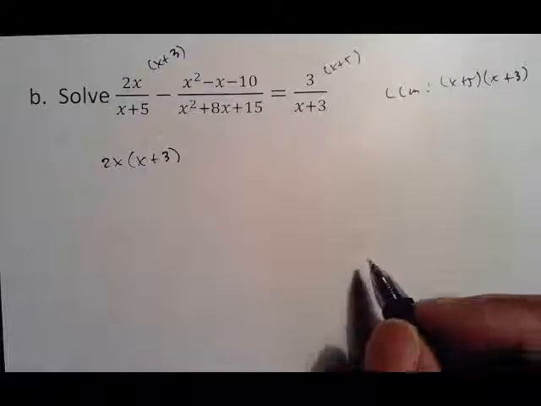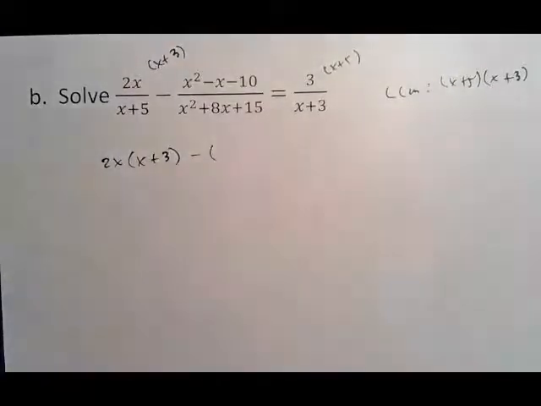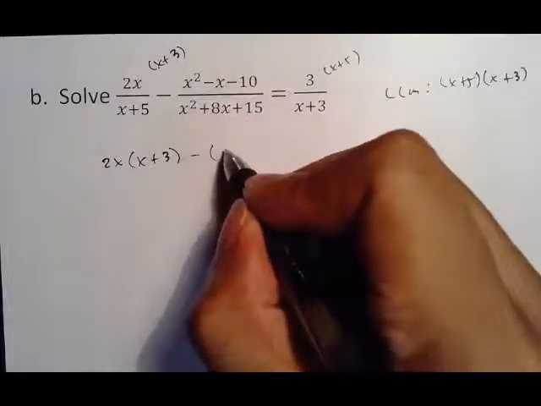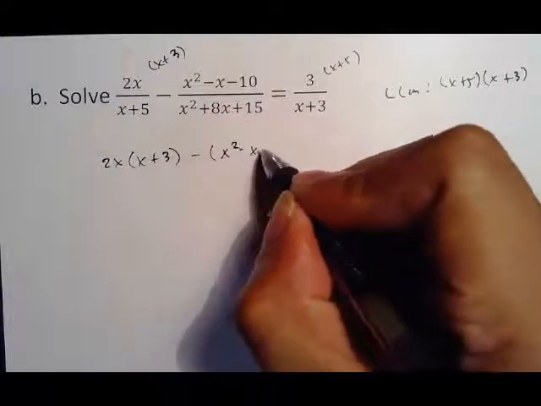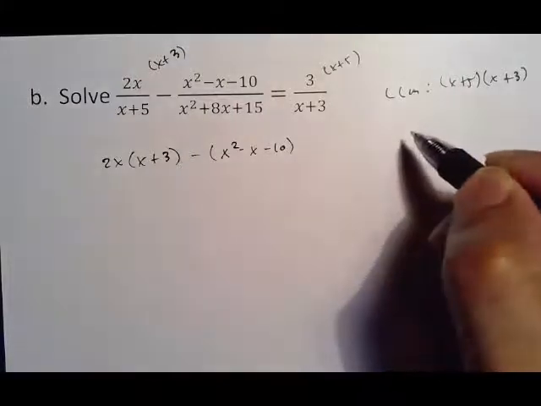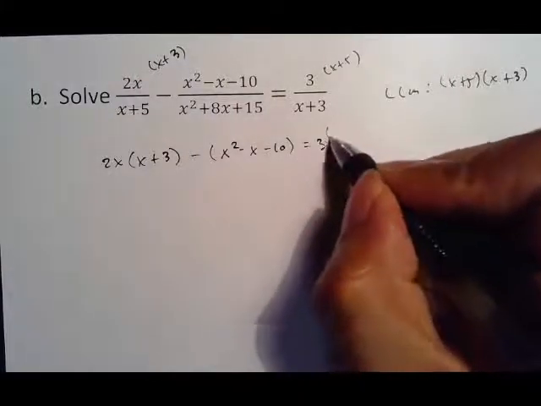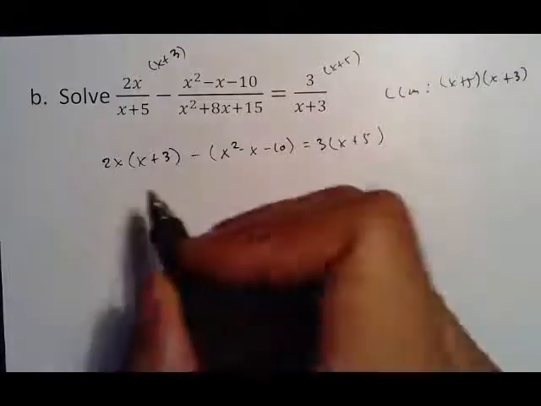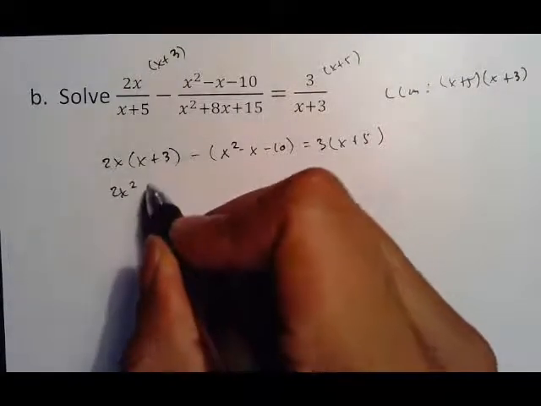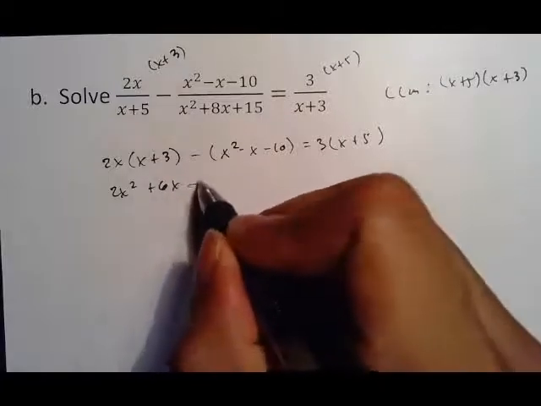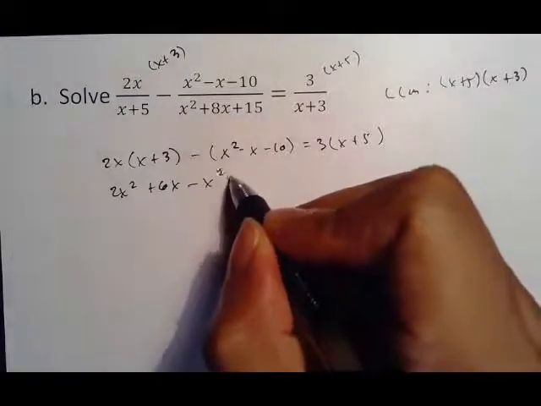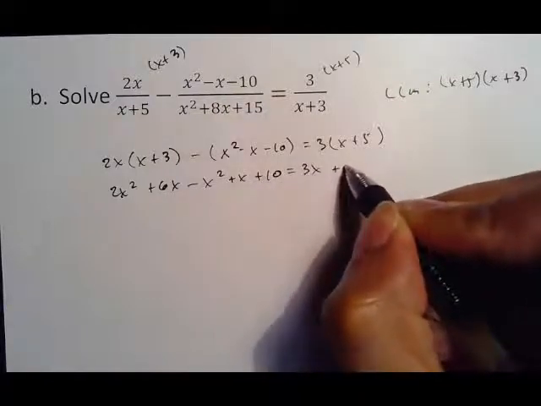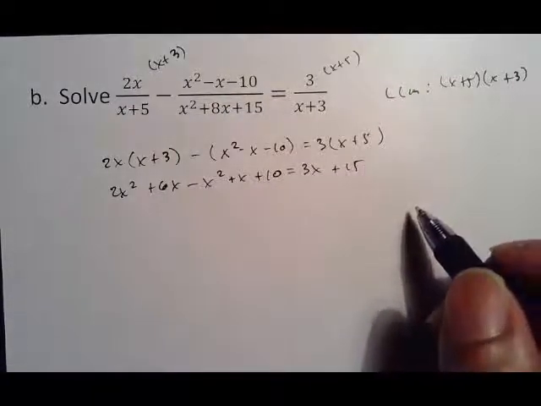2x times x plus 3 minus, and because that's a minus, I'm going to put this into parentheses. If that was a plus, you'd be fine, but remember that a negative sign distributes. So you want to probably put that in parentheses there. Equals 3 times x plus 5. Simplifying now, you get 2x squared plus 6x minus x squared plus x and plus 10 equals 3x plus 15.